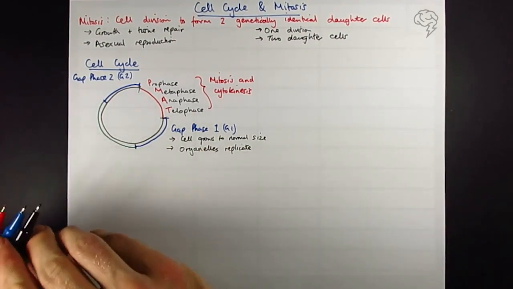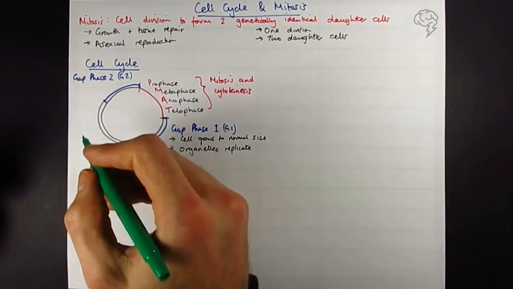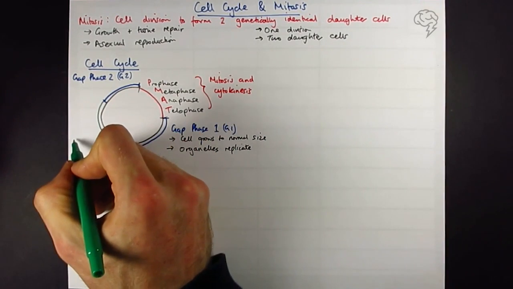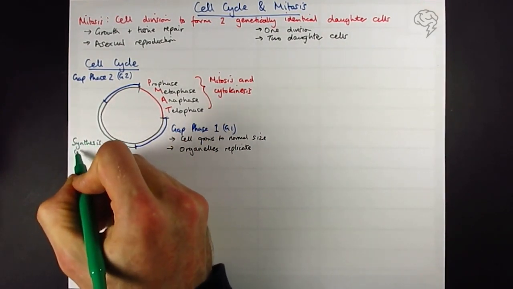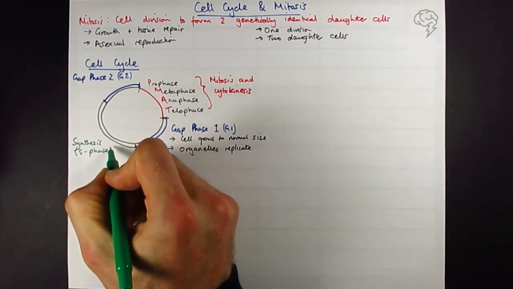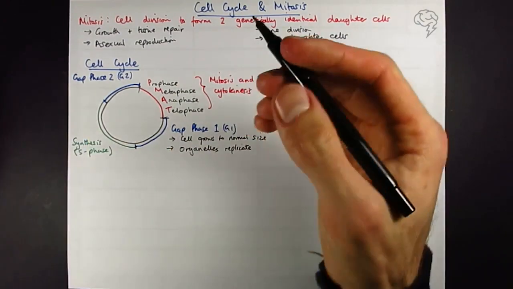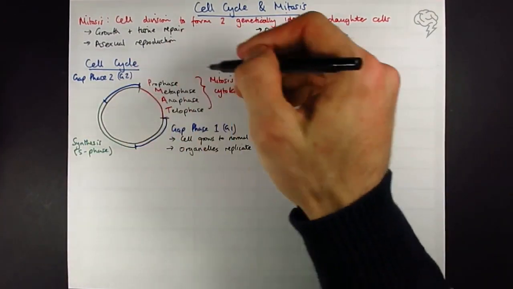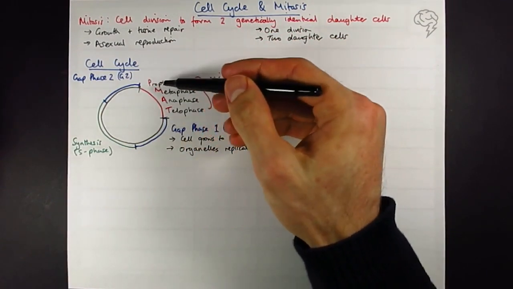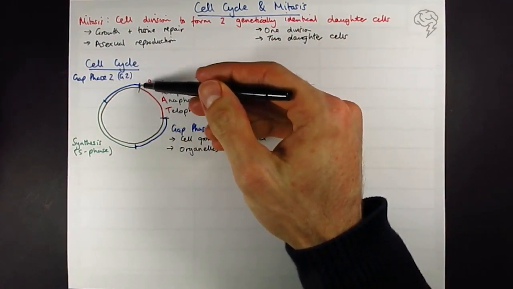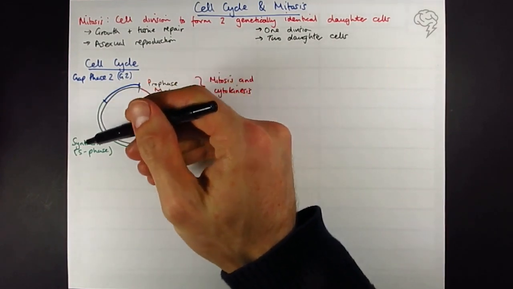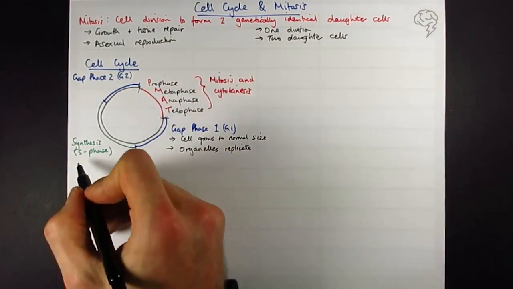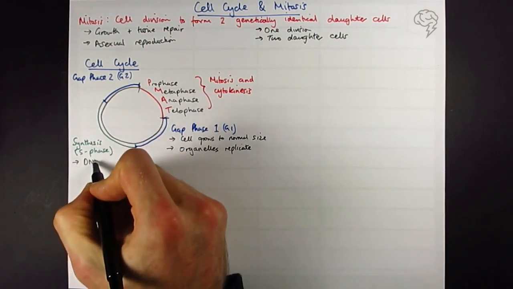Let's run through them in order. The next one is called synthesis, or S phase. Now, very classic question, when does DNA replicate in this whole thing? Well, it starts dividing here, so it has to have been done before the end of interphase. So interphase is the general answer, but specifically, DNA replication takes place in synthesis, in S phase.